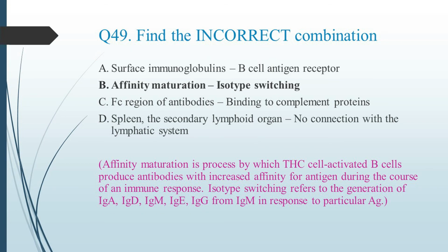Question number 49 is, find the incorrect combination. So affinity maturation is a process by which TH cell-activated B cells produce antibodies with increased affinity for antigen during the course of an immune response. Isotype switching refers to the generation of IgA, IgD, IgE, IgG from IgM in response to a particular antigen. So option B is the incorrect combination. So option B is right.